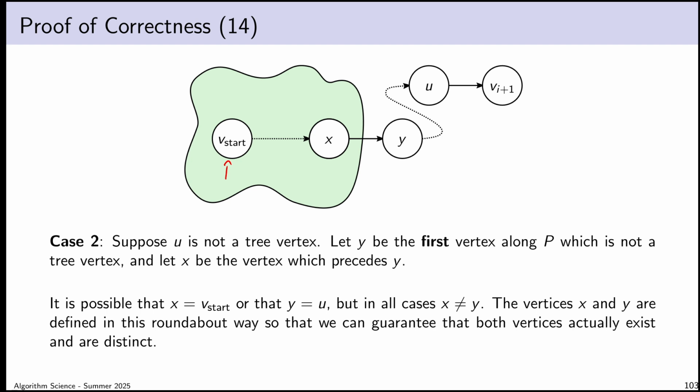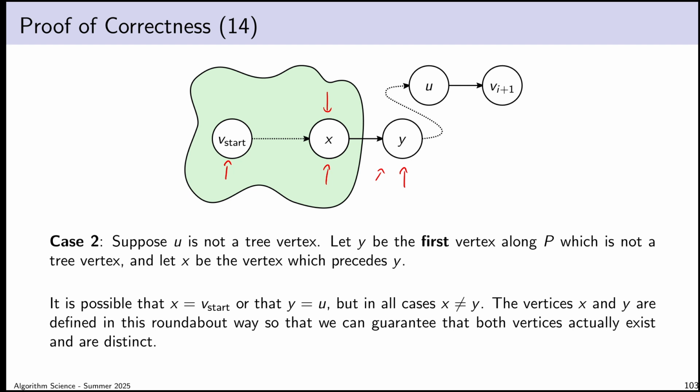Let's consider the first vertex on the path that's outside the tree. We'll call that vertex y. And now, let's let vertex x be the vertex right before vertex y. So logically, vertex x has to be in the tree, and vertex y has to be outside of the tree.